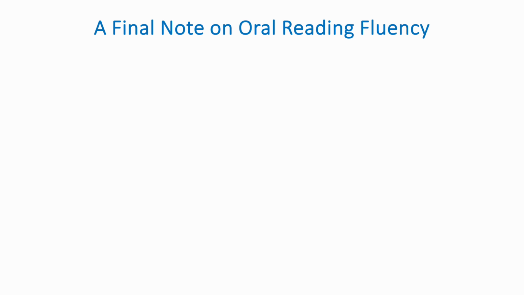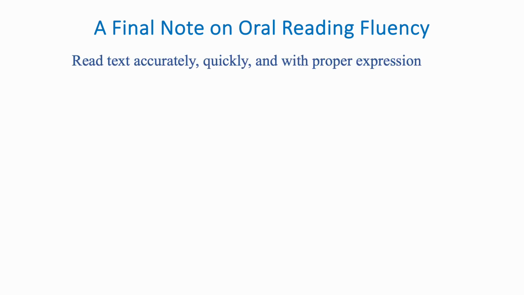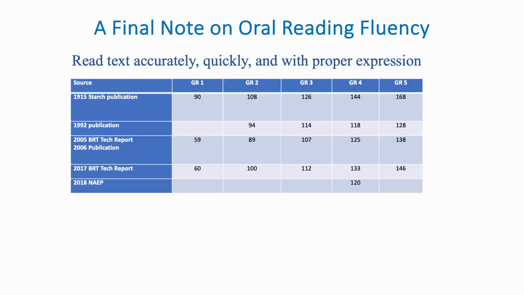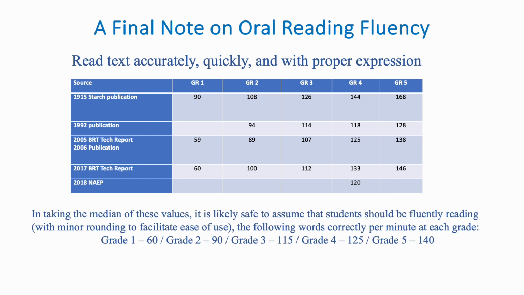One final note on oral reading fluency. We have defined it in line with the National Assessment of Educational Progress and their 2018 study: reading accurately, quickly, and with proper expression, which is often referred to as prosody. These norms have been compiled by the researchers at BRT that go back to 1915 and continue to the NAEP 2018 study.